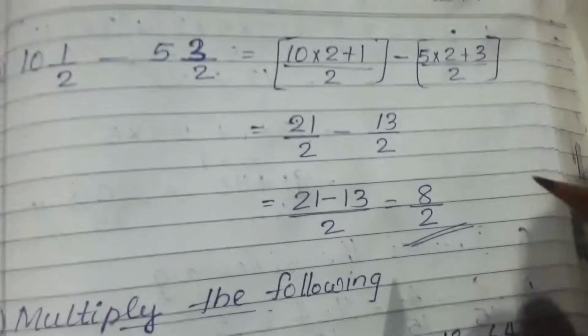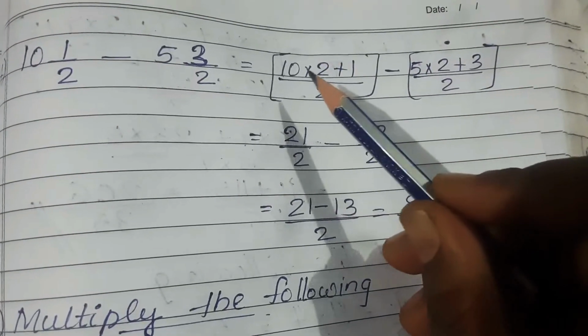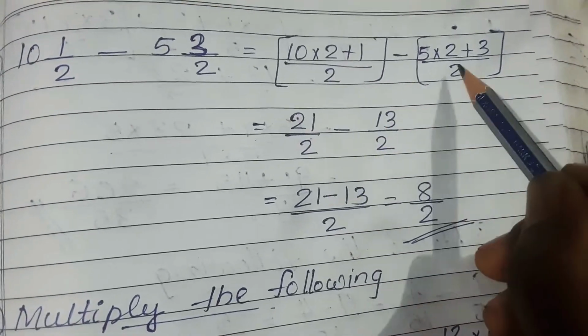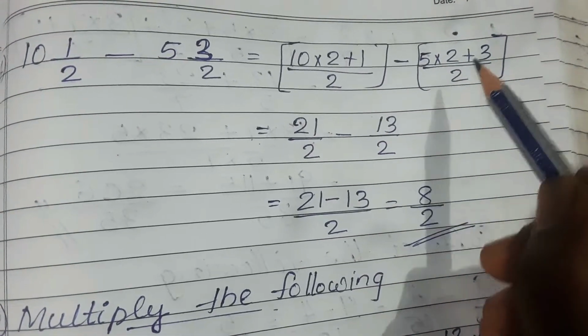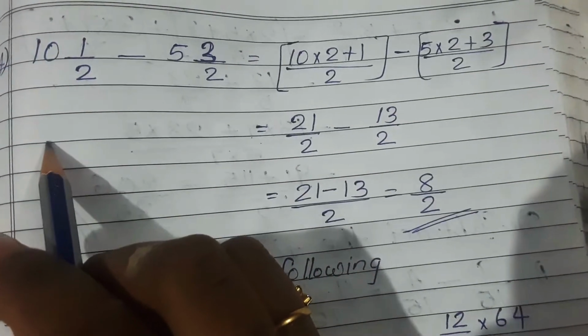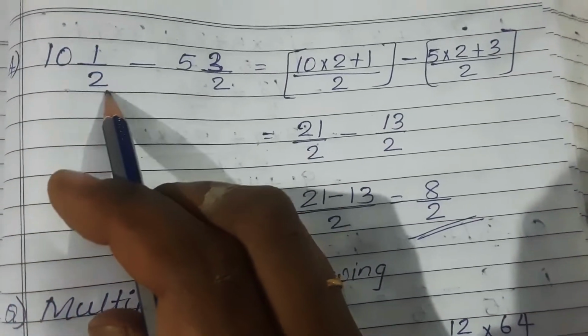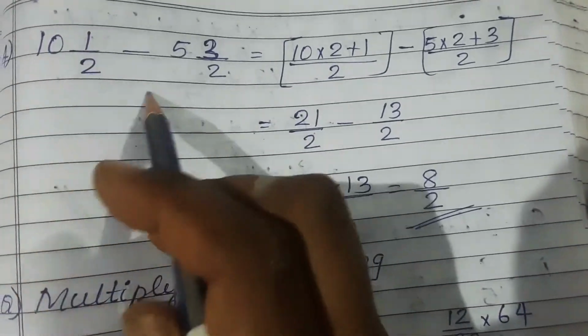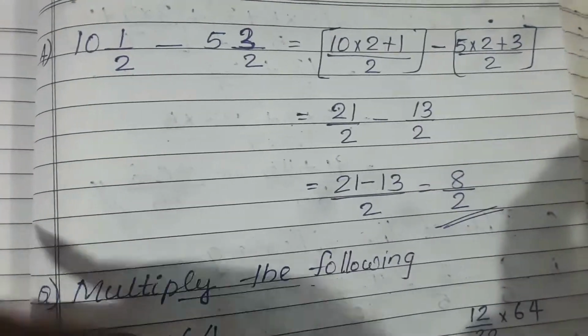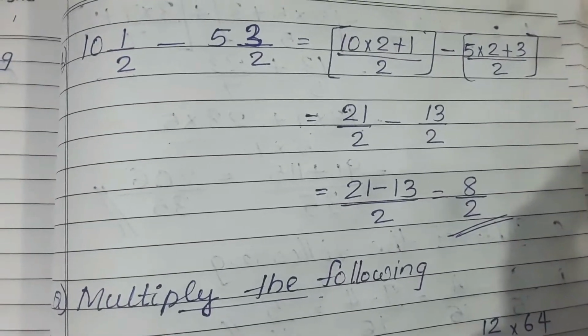10 into 2 plus 1: 10 into 2 is 20, 20 plus 1 is 21 by 2, minus 5 2s are 10, 10 plus 3 is 13, 13 by 2. Here we converted by using the formula whole into denominator plus numerator, by denominator. That will be the same everywhere, because in all questions the conversion of a mixed fraction is the same.